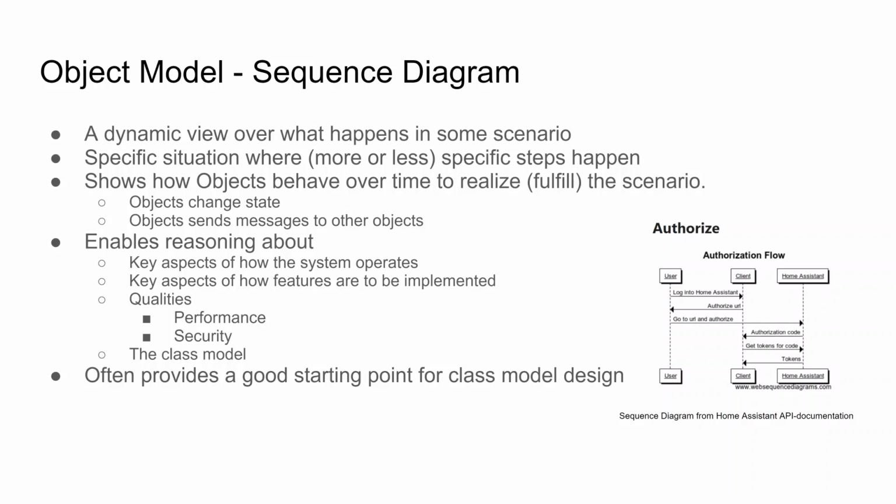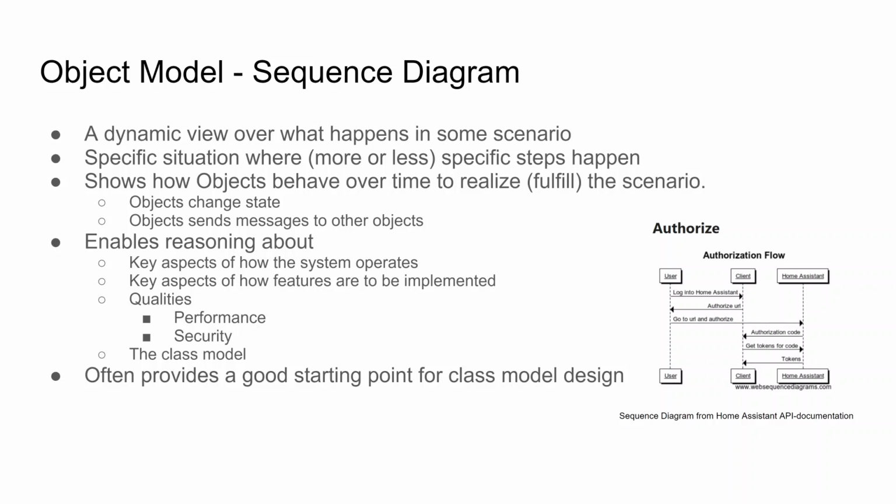So using the sequence diagram, we can reason about key aspects of how the system operates. We can try to understand how some high-level functionality actually works in the system, what parts are involved. We can see how specific features are to be implemented, and we can reason about qualities such as performance and security. So we can take a look at the sequence diagram and maybe spot parts that will probably not perform that well because we have many calls to perform this simple task, or this is done in a loop, so it's quite time consuming.